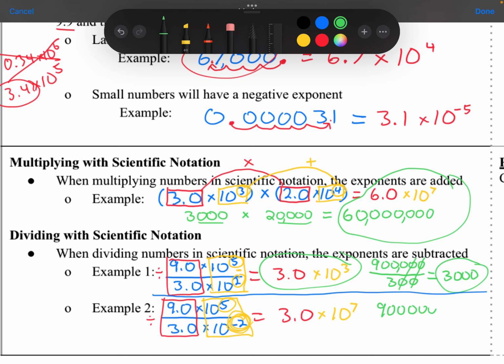900,000 is the same thing as 9.0 times 10 to the 5th, just like last time. But this time our denominator, that 3.0 times 10 to the negative 2, is actually this. That's what we're doing, right? So it's obviously not going to be the same as this. If you divide 900,000 by 0.03, you actually get this, right? That is a much bigger number, and if you don't believe me, plug it into your calculator and see.